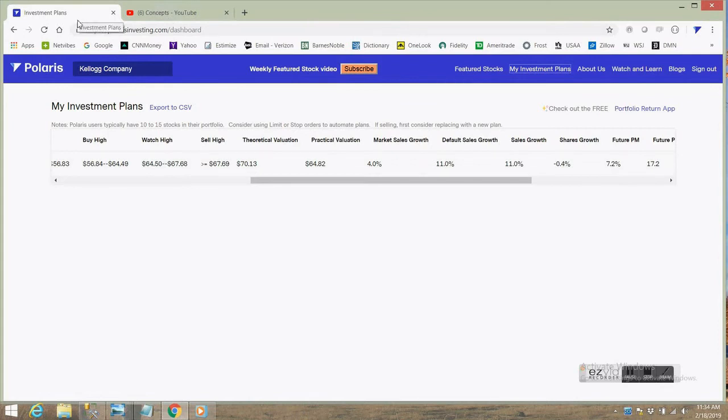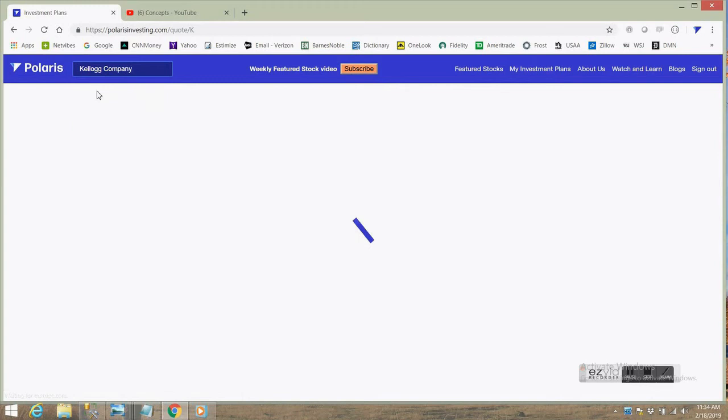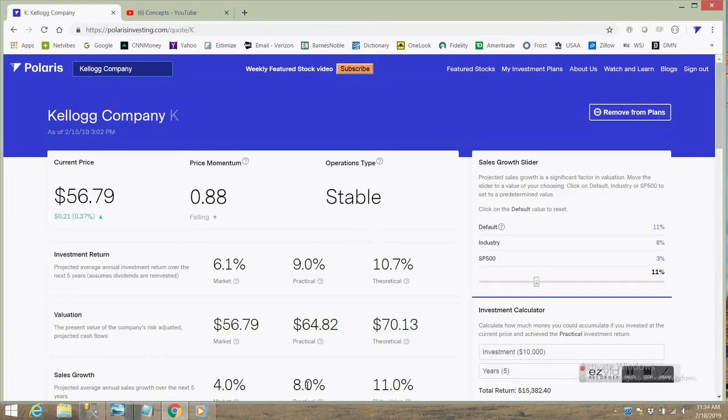Now make sure you know which values we're referring to here. I'm going to go back to the ticker page, and you can see here that the 4% market investment return is shown here to the left, and then the default sales growth is here.